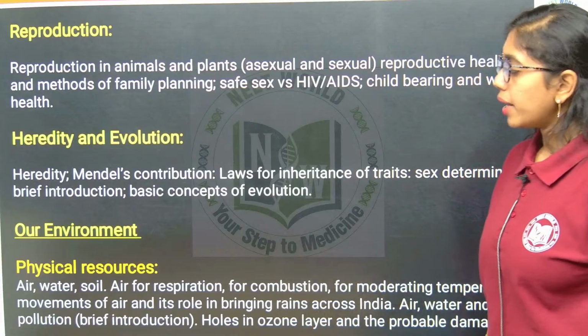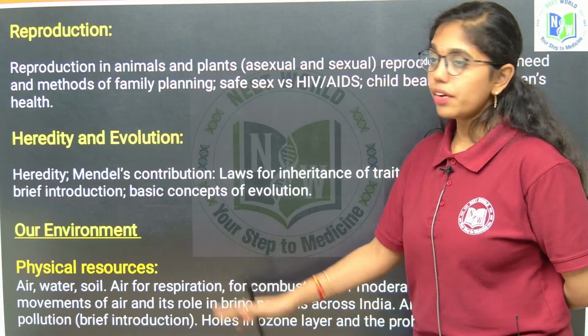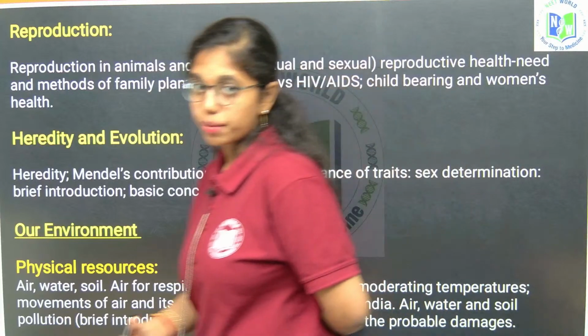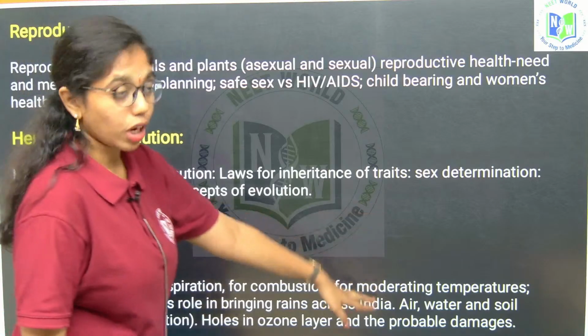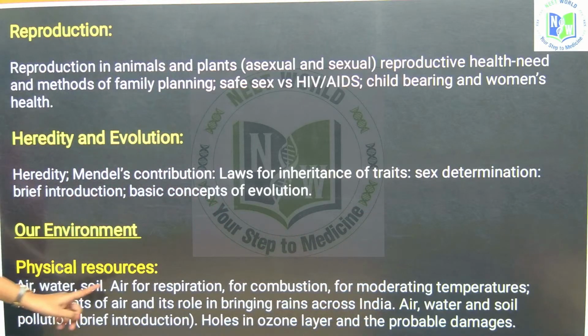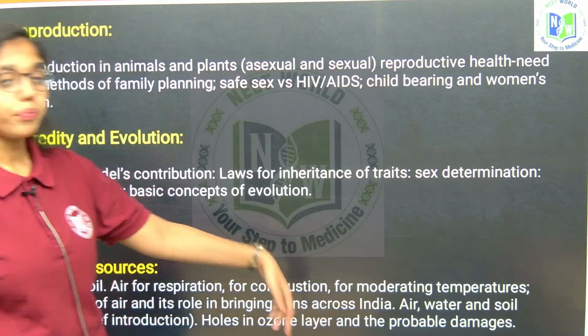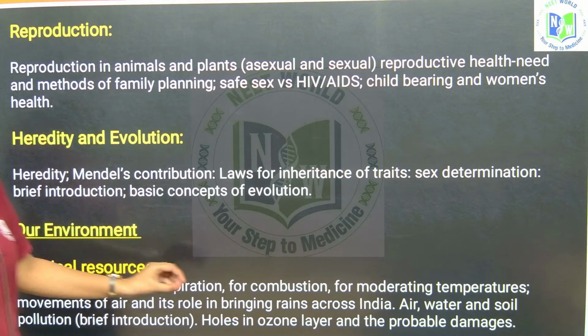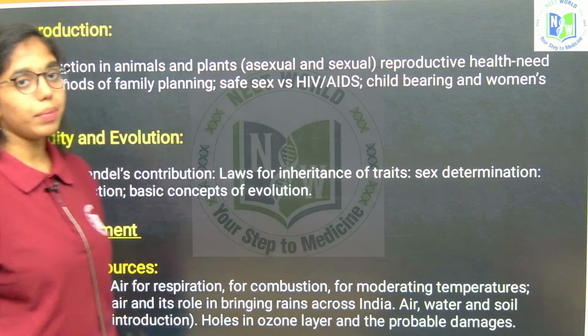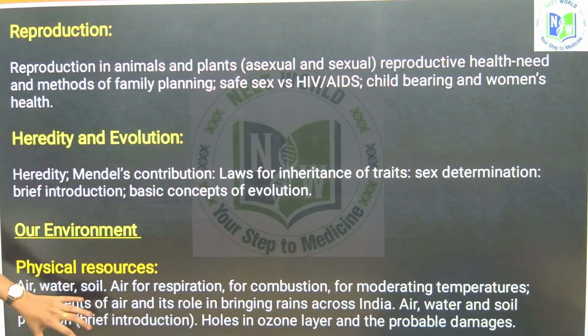And then our environment, wherein physical resources from our environment. This chapter of this unit includes concepts like air, water, soil, air for respiration, for combustion, for moderating temperatures, movements of air and its role in bringing rains across India, air, water, soil pollution, a brief introduction of that, and holes in the ozone layer and probable damages. So these are the concepts to be noted under this chapter.